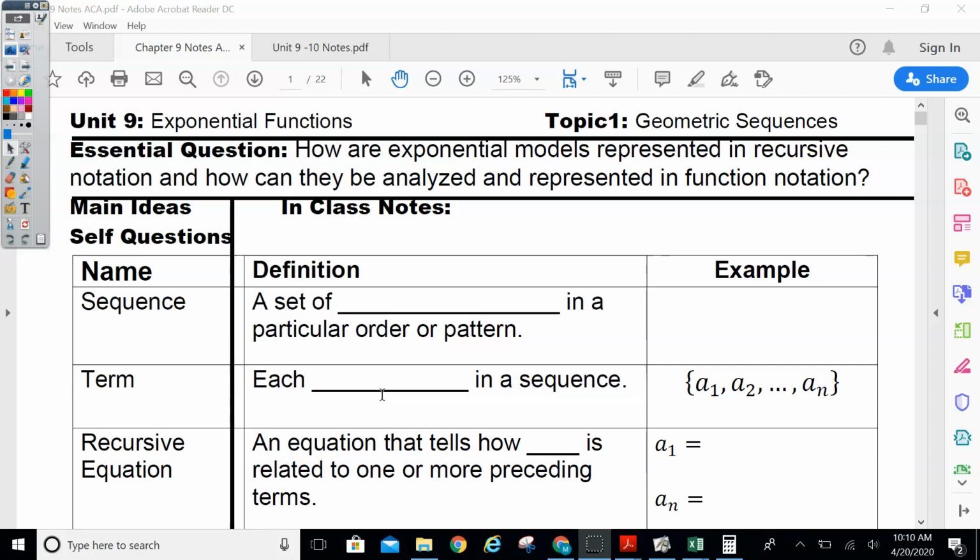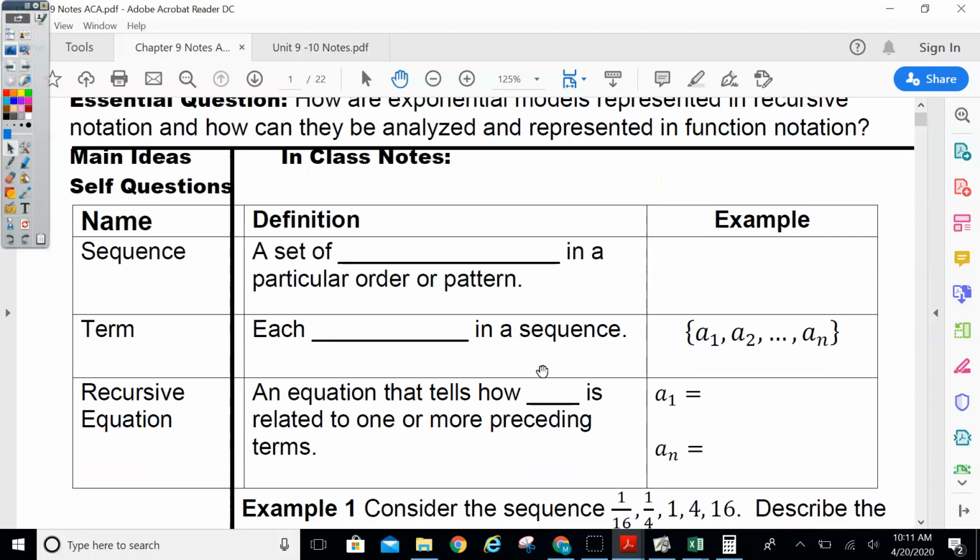Alright, so we're on our new unit, which is exponential functions. Our first topic here is going to be geometric sequences. So how are exponential models represented in a recursive notation, and how can they be analyzed and represented in function notation? So we're actually not going to call it function notation, we're going to call it an explicit rule, and we'll get to that within these notes.